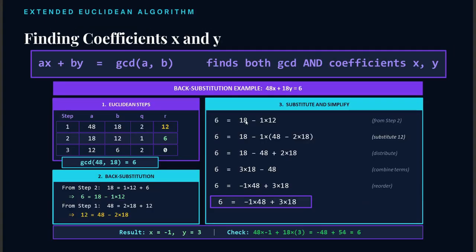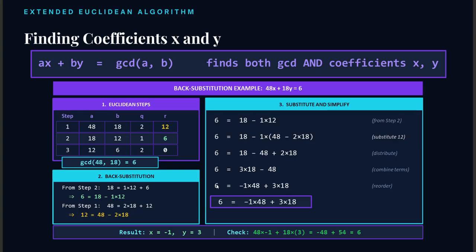Now we move to the extended Euclidean algorithm. The normal Euclidean algorithm only finds GCD, but the extended Euclidean algorithm also finds coefficients x and y satisfying ax plus by equal to GCD of a comma b. This equation is extremely important in cryptography because it helps compute the modular inverse used in RSA.